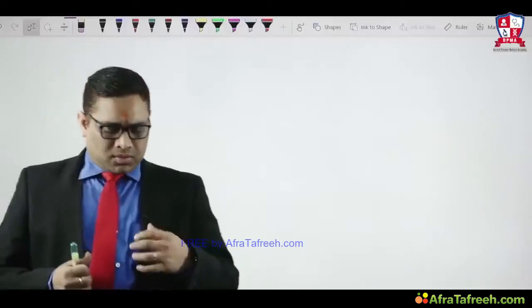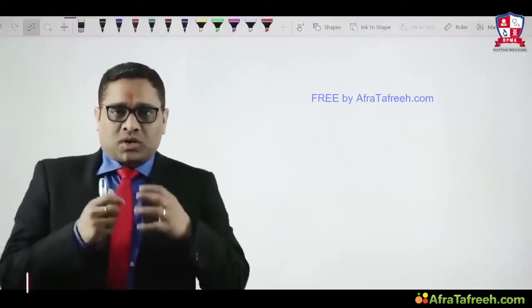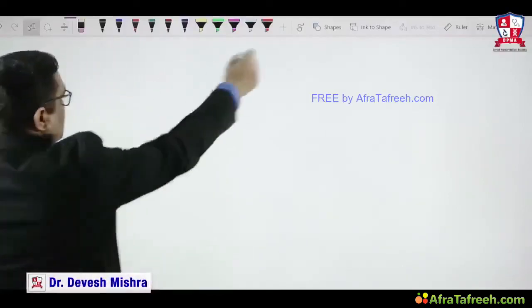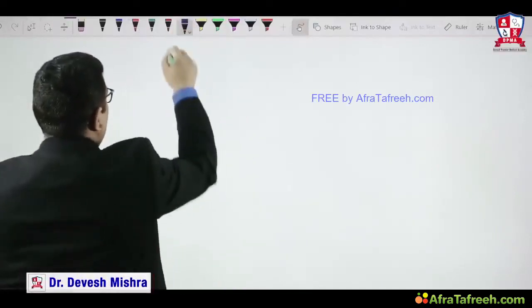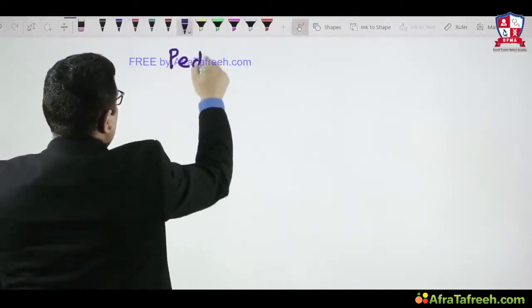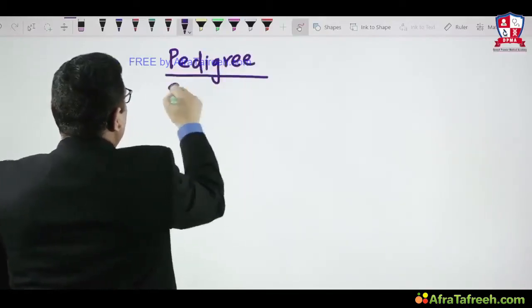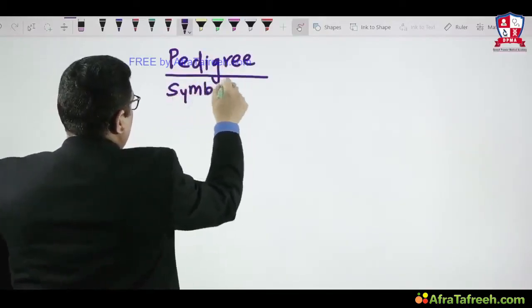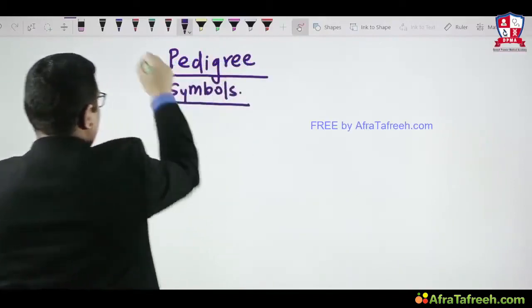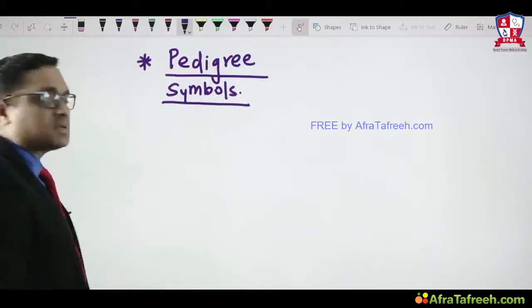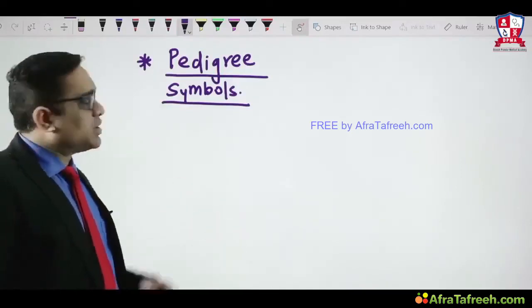So as I was telling you, how to have an approach for a pedigree question. So now we are going to see how to have an approach for a pedigree question. First we should know what the pedigree symbols are, right? Pedigree symbols are important from the exam point of view, and the examiner can ask questions from this topic also, right?